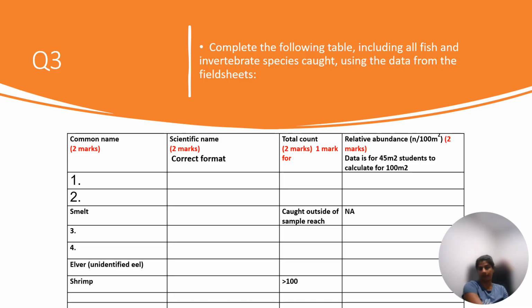then relative abundance. So relative abundance you can find because you have data for 45 meters square, and then you use unitary method to calculate how many fish you would have for 100 meters square. And that's just you divide the total count by 45 meters square and then multiply it by 100 meters square, and you should get an answer for each and write that down. So that should be your table completed.